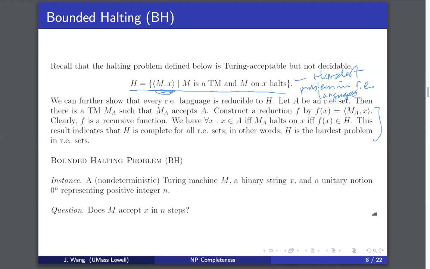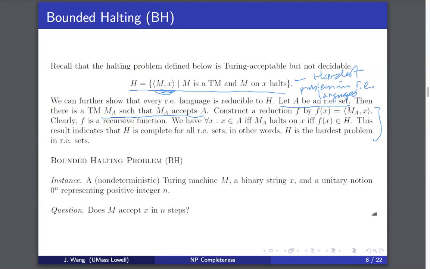So here's a proof. It's straightforward. Let A be any Turing acceptable language. Then by definition, there is a Turing machine, let's call it MA, such that MA accepts A. Then we are going to construct a reduction. Again, this reduction doesn't need to be polynomial time computable. As a matter of fact, it could be, but right now we don't have that.